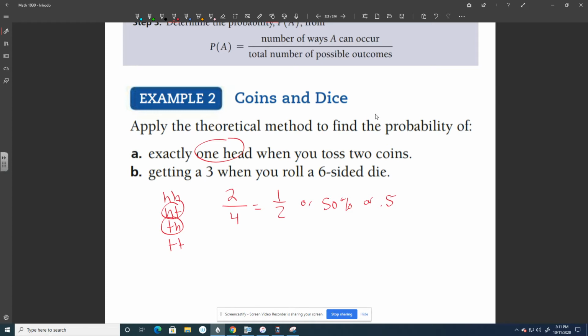Okay, how about getting a 3 when you roll a 6-sided die? Well, there's 6 different sides, and only one of them is a 3. So I've got 1 out of 6 chances, which isn't a nice decimal. What is that? 0.166666 forever. So you would round that to 0.167, or 16.6 or 16.7%. We'd probably make that a 7. All the same thing, okay?